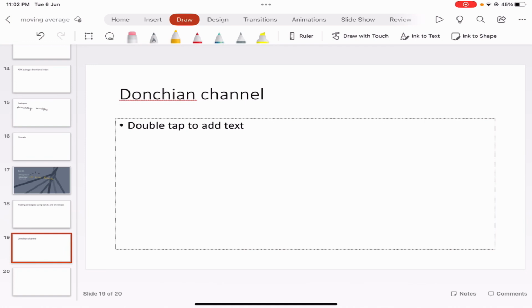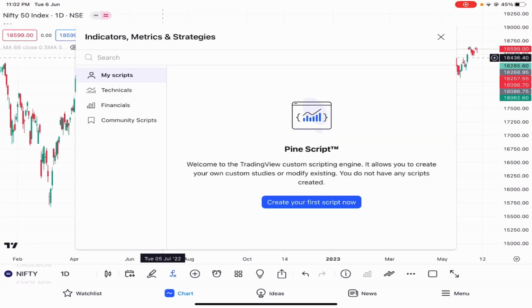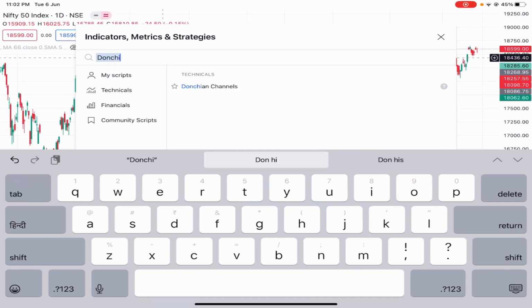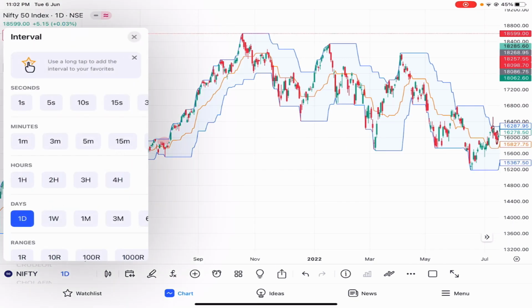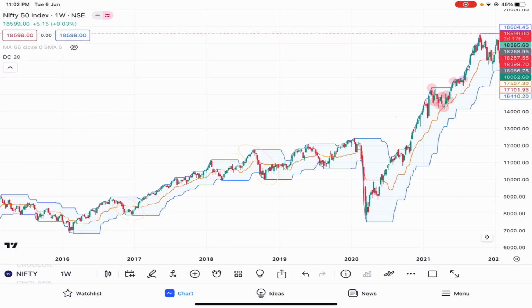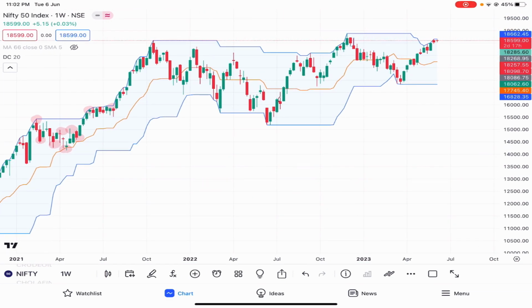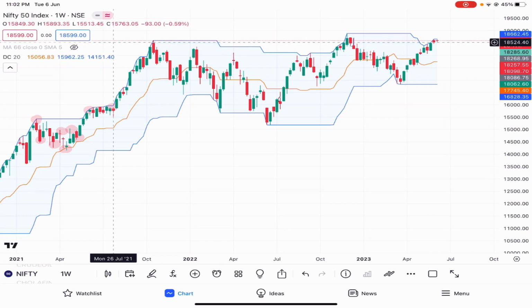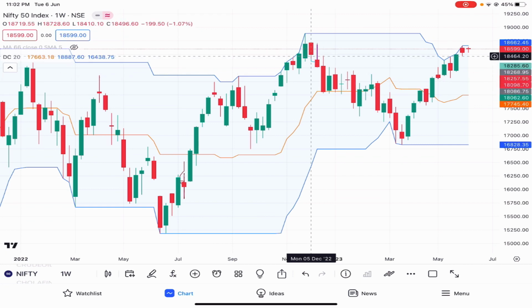You can go on to TradingView and try to identify what is a Donchian channel, but I'll just show it to you. Let me go to Donchian channels. If you see the past 4 weeks, 1, 2, 3, 4, the high is not broken, the low is not broken. Let's see this. 1, 2, 3 and 4.